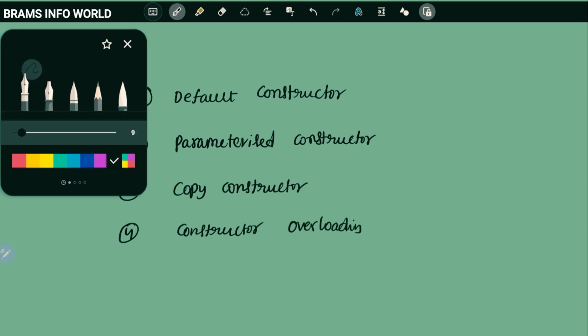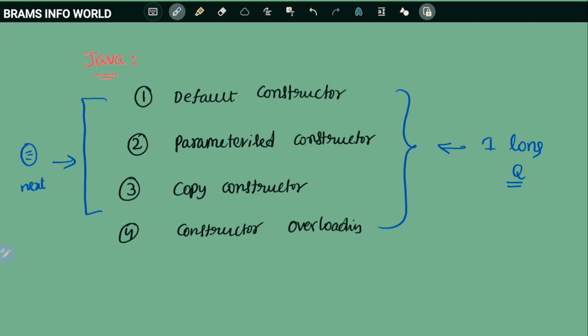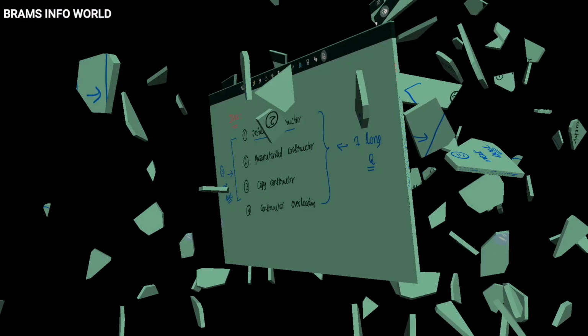See, out of four topics, we can expect one long question for essay. All topics are important to develop next level programs, right? So let us talk about the first topic, which is called default constructor.